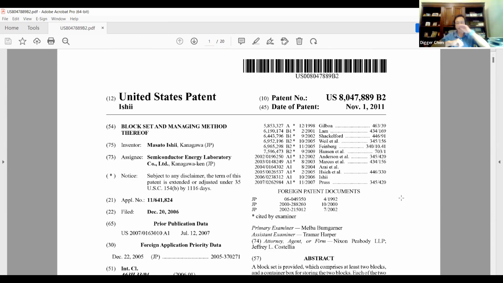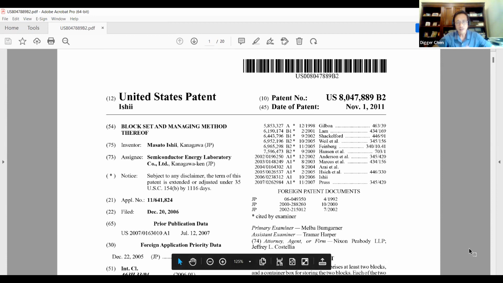Okay, so this is a patent. So how do you read a patent? Basically it is quite simple. This is a United States patent, and there's a patent number US 8047889. The date of patent is November 1st, 2011. That means the patent was issued on that day. And the title is called Block Set and Managing Method thereof.